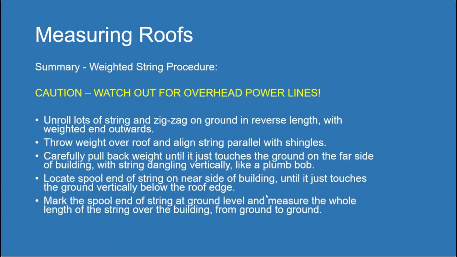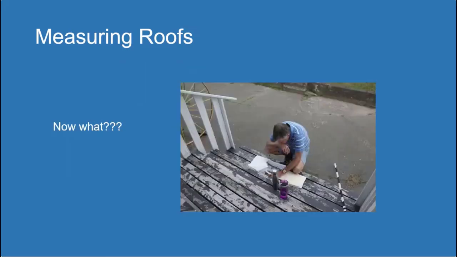So to summarize, you unroll lots of string and zigzag it on the ground in reverse length with the weighted end outwards. Throw the weight over the roof and align it parallel with the shingles. Pull the weight back until it touches the ground with the string dangling vertically like a plumb bob. Locate the spool end of the string on the near side until it just touches the ground vertically below the roof edge, and mark the spool end of the string and measure the whole length of the string. So what do you do now?